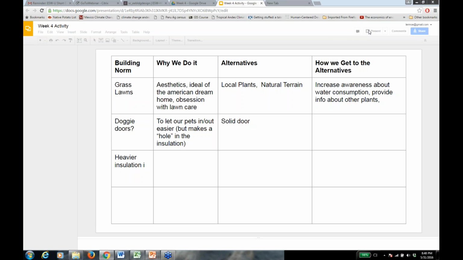And so sometimes how we get to the alternatives is even trickier than what alternatives are there. So in part for this one, I would say it's increasing awareness about water consumption, providing information about other plants. So this could be free workshops for people that live in dry areas about what they can plant in their yard. Even getting people to change the way they think about landscaping, and changing that ideal of the green grass lawn, which might be the hardest, most difficult challenge of any of those.